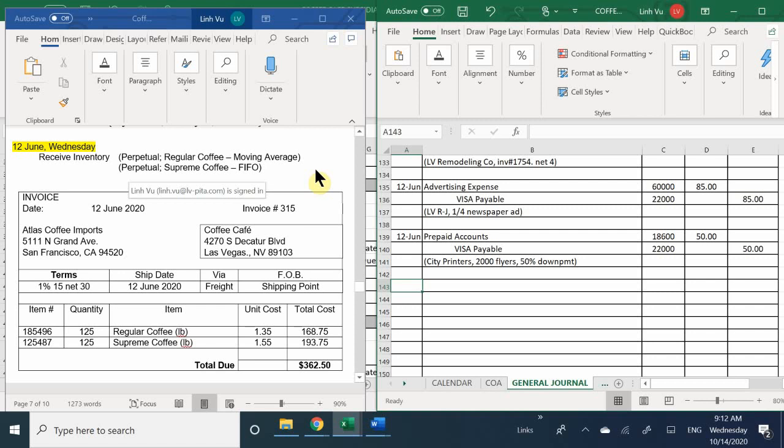What kind of items did we buy? Inventory? We bought inventory. Okay? Now, specifically, what kind of inventory tracking method are we using? For the regular coffee, moving average, and then for the supreme coffee, FIFO, and they're both perpetual. Okay, so tracking means perpetual. Costing means we're doing moving average and FIFO. So now that we're dealing with perpetual inventory, how do we journalize this?